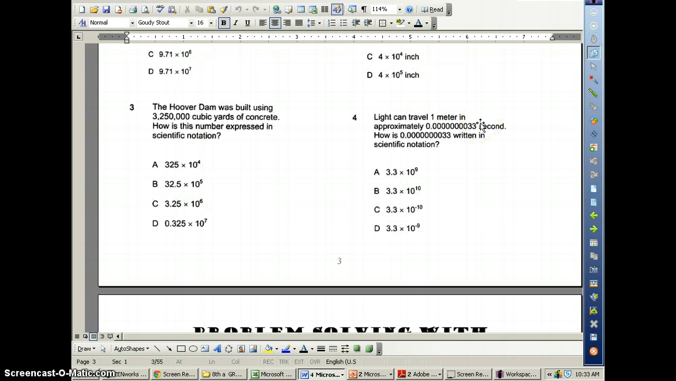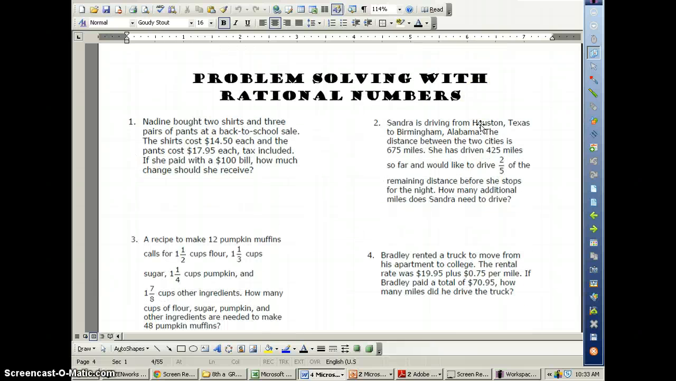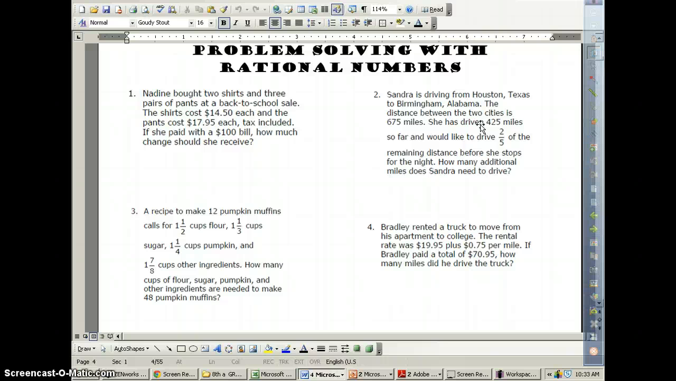Okay, that's the bottom of page 3. Let's go on to page 4. I want you to do 4 at the top and 1 and 2 at the bottom. 4 at the top. Is that what it says, 4 at the top? It sure does.